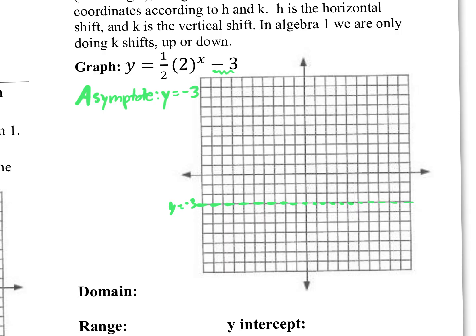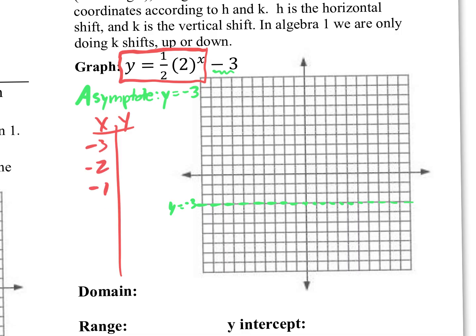But the steps I showed you on paper is to ignore h and k. So you would just box this in, and you would make an input-output table, an x-y table. You would use consecutive integer inputs. That means numbers that are in numeric order. And then you would plug in the easiest number, in this case 0. Plug in a 0 right there. Anything to the 0 power is 1, and 1 times 1/2 is 1/2. So when you plug in 0, you get out a 1/2. Now let's plot that point, (0, 1/2).